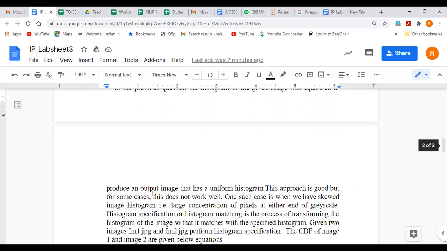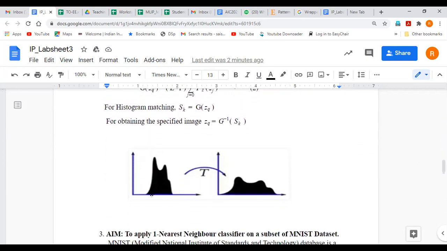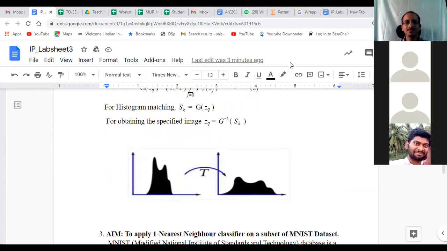Sir, this part is not understood, sir. What I understood, sir, is that we have to find the CDF of both and match these two? Correct, correct. That's what I said.